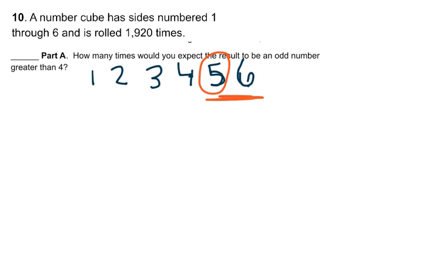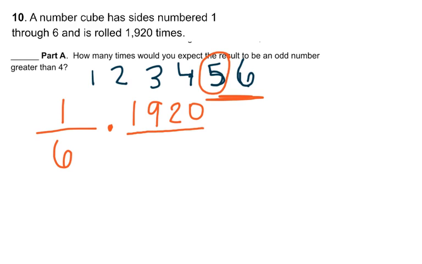So the probability that we roll a 5 on a number cube is 1 out of 6, because there's 6 different options. Now to find out how many times we would expect to see that 5 be rolled after rolling it 1,920 times, we're going to take the 1/6 and multiply it by the number of times we roll. So we're going to multiply 1/6 times 1,920, and since it's a whole number, we're putting it over 1.